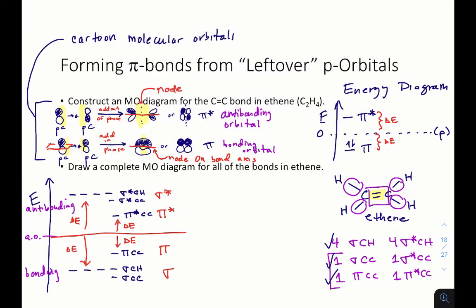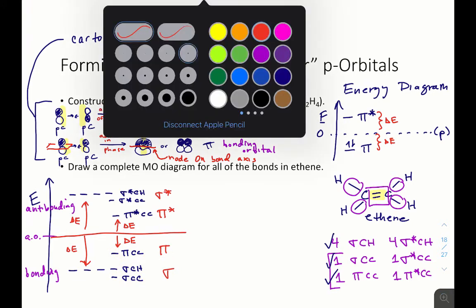And I'll say that in a different way, but one more time. So pi CC orbitals are a little higher energy than sigma orbitals, but pi star orbitals are a little lower energy than sigma star orbitals. And there will be important consequences to that as we move forward in our course.